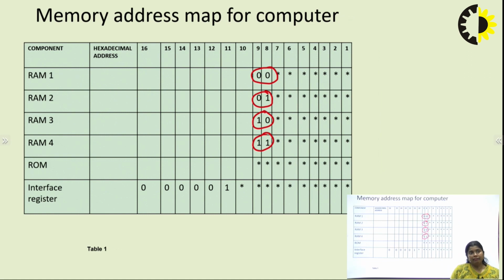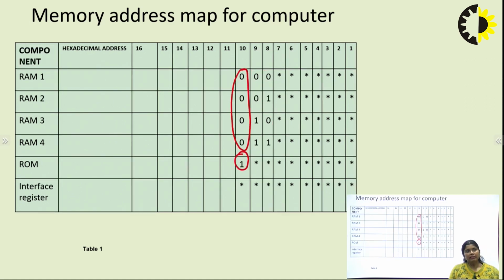Now, as we discussed earlier, the 8th and 9th bits decide in which particular RAM your data or information will be stored. So when the 8th and 9th bits are 00, then RAM 1 is there, then RAM 2 for 01. For RAM 3, and if the 8th and 9th bits are 11, your data or information will be stored in RAM 4. That's why it is written here, the combinations of 00, 01, 10 and 11.